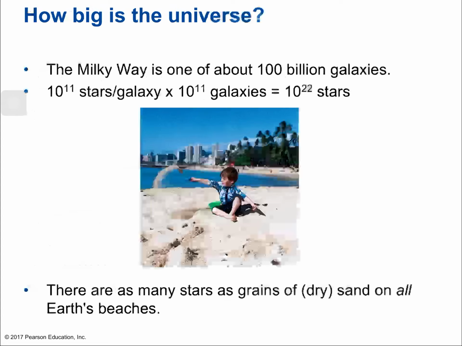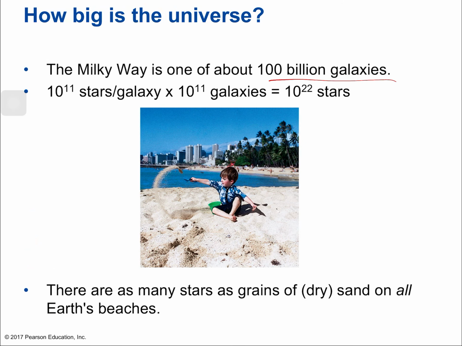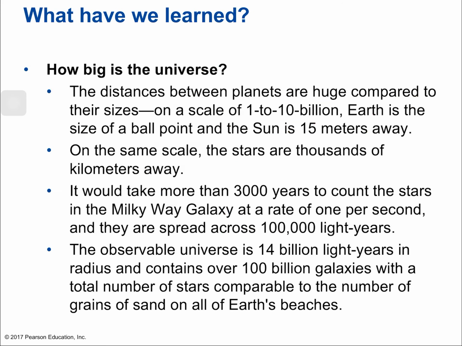The Milky Way is one of about 100 billion galaxies, as I said. Oh my gosh, right? Every one of those is 100 billion stars. That means that we have 10 to the 11 stars per galaxy times 10 to the 11 galaxies. That means there are 10 to the 22 stars. So there's 1 followed by 22 zeros number of stars in the total universe. There are as many stars as grains of dry sand on all of Earth's beaches. Okay? That is an uncountably large number.